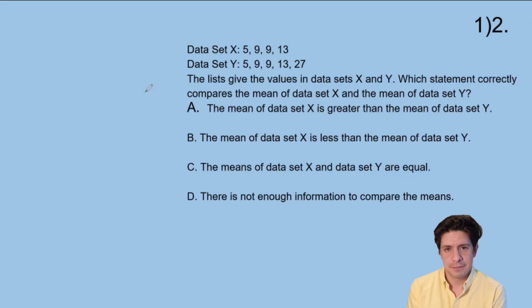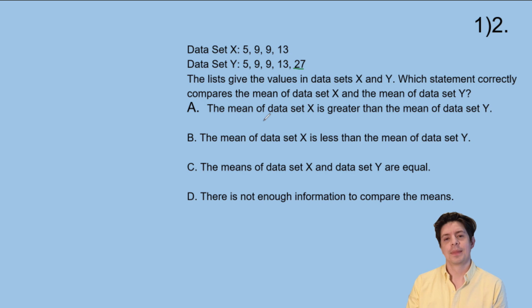Data set x is 5, 9, 9, 13. Data set y is 5, 9, 9, 13, 27. The lists give the values in datasets x and y. Which statement correctly compares the mean of dataset x and the mean of dataset y? Okay, so I noticed that they're all the same numbers except that we have a 27 added on here, and that's the biggest number either of them have.